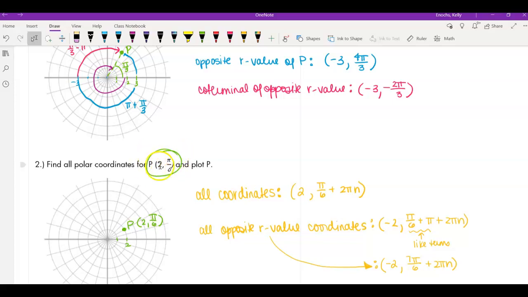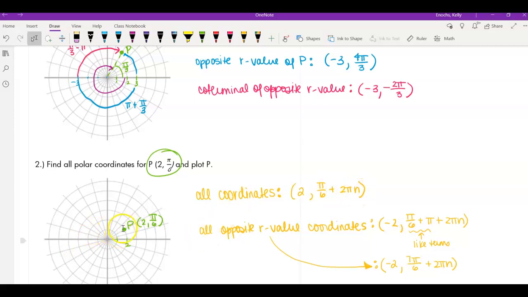All right, so our first coordinate is 2 and pi over 6. I went ahead and graphed that. And then basically, if we wanted to find all the coordinates, we could start at 2, we could go to pi over 6, and then we could go infinitely many times around the circle. So we have 2 pi times some integer number that we want as many times around the circle. So pi over 6 plus 2 pi n.